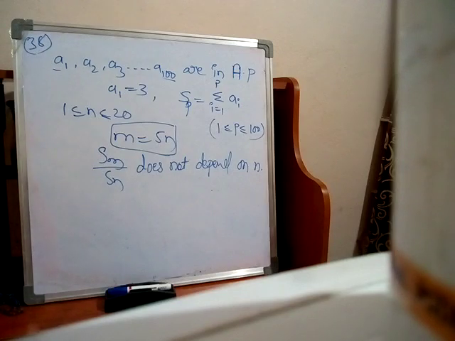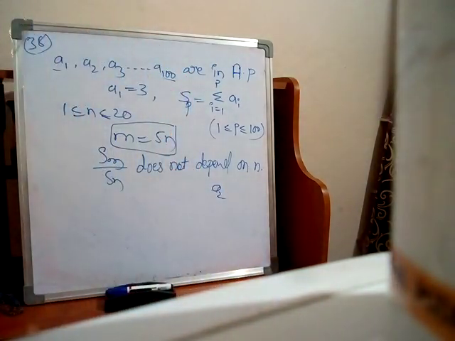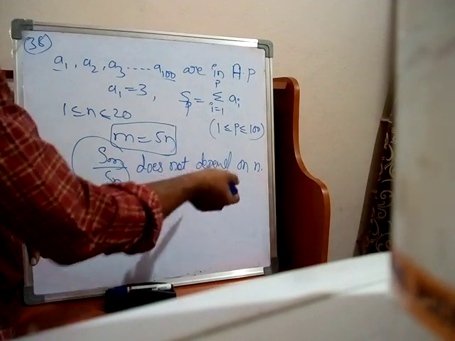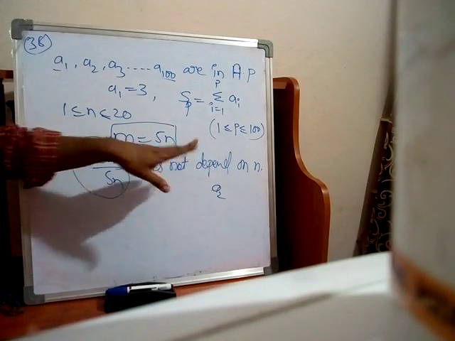So what is being asked? What is the value of A2? But here one condition is there: Sm by Sn, this ratio, does not depend on N. What is the meaning of this? Sm by Sn does not depend on N.